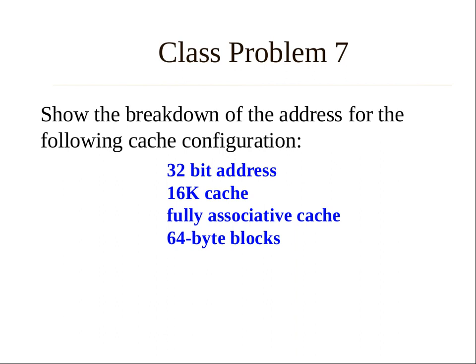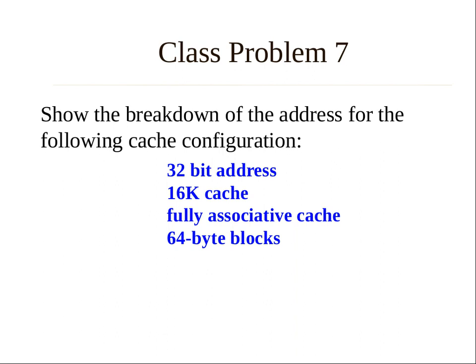Extra effort. 32-bit address, 16K cache, fully associative, 64-byte blocks. All right. What's the first thing we do? Block offset, 6 bits. How many cache lines do we have? 2 to the 8. So 2 to the 14th divided by 2 to the 6th, which is 2 to the 8th. Fully associative. When you see fully associative, that means your set is how many bits?